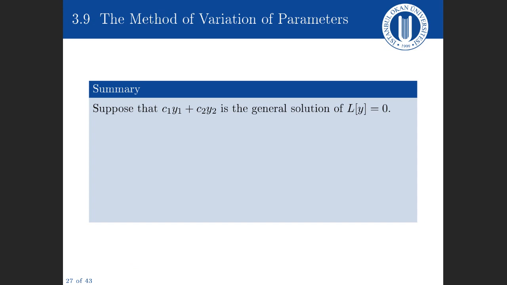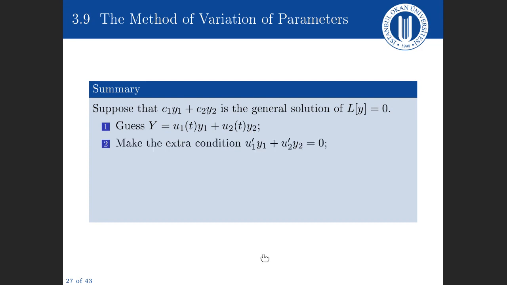Let me recap or summarize the method, and then we'll do another example. Suppose we know that c1 y1 plus c2 y2 is the general solution to a homogeneous linear differential equation. And let's suppose we want to find a particular solution to a non-homogeneous equation. We make a guess. We guess that the particular solution is u1 y1 plus u2 y2. And we make an extra condition. And the extra condition that we always make is that u1 prime y1 plus u2 prime y2 is equal to zero.